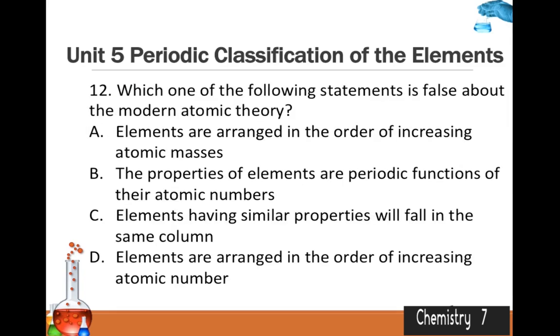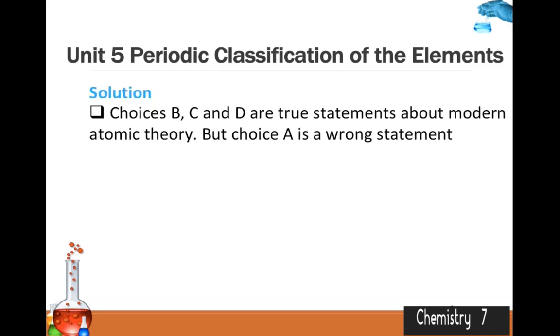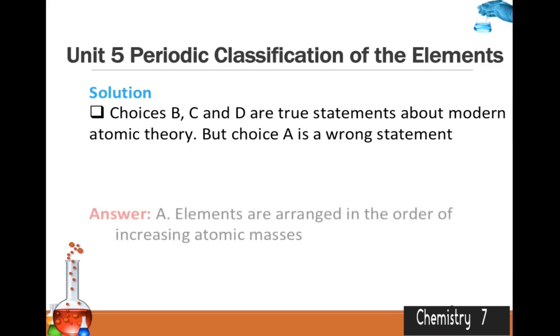Which of the following statements is false about the modern atomic theory? Elements are arranged in the order of increasing atomic masses. The properties of elements are periodic functions of their atomic numbers. Elements having similar properties will fall in the same column. Elements are arranged in the order of increasing atomic number. Choices B, C, and D are true statements about modern atomic theory, but choice A is a wrong statement. The answer is A.